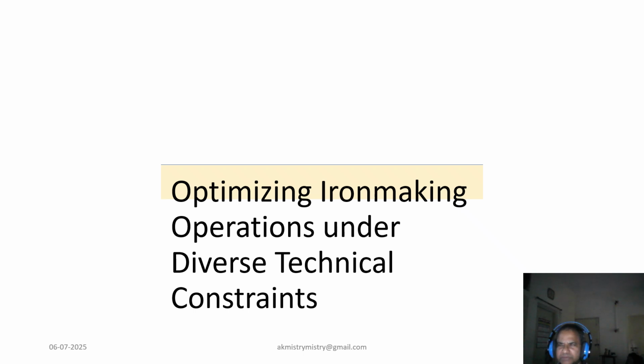technical constraints. And constraints basically can be from coke to fluxes to blowing parameters and all. So let's dive into the key factors that drive these improvements.